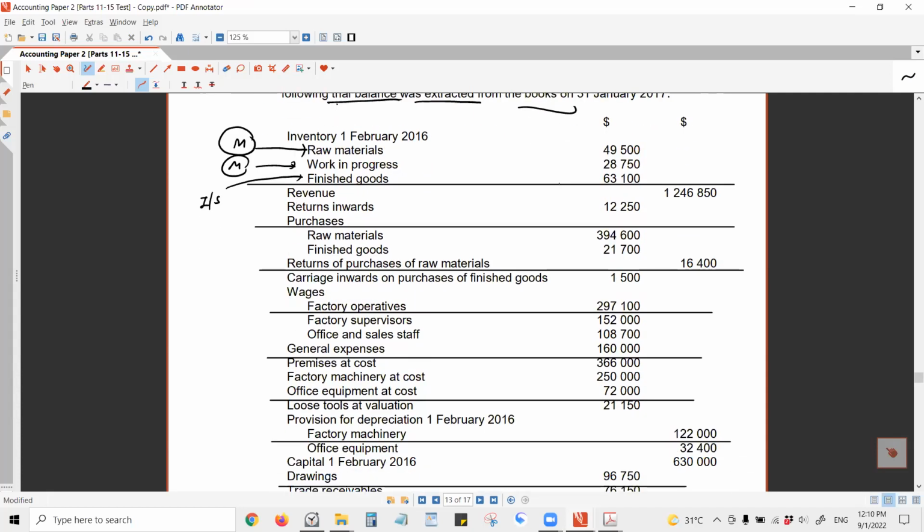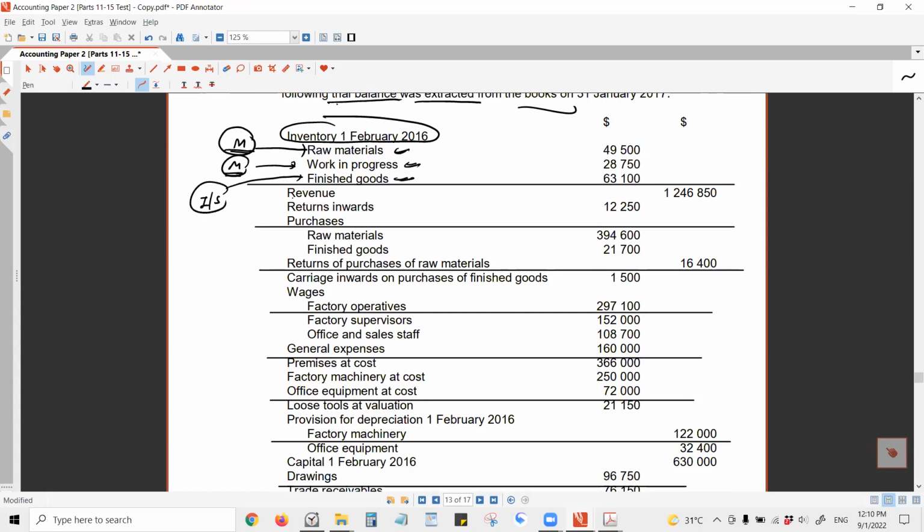Okay, first and foremost, we go through all the items here. The first two that I have identified, they should go into the manufacturing account. All these are opening items, okay? Opening raw material, opening work in progress, opening finished goods. The inventory you have at the beginning of the year. Okay, these are the things you have at the beginning of the year.